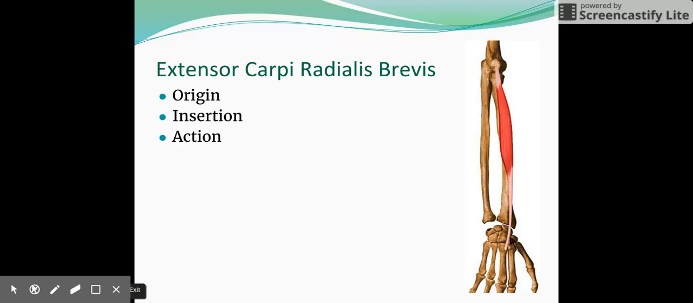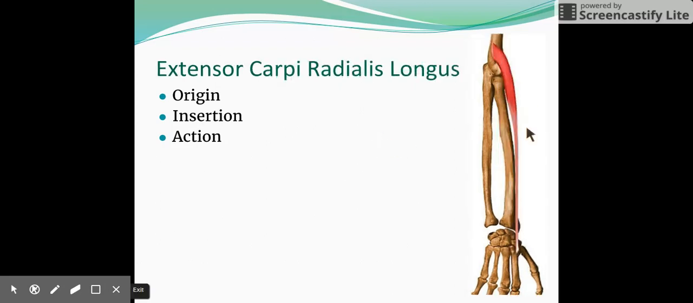And so you can see how it's going to be pulling that wrist back. So this is to extend the hand at the wrist. That's why it's an extensor. Brevis has to do with how short the muscle fibers are. That's how that name comes about. And you'll see this in just a minute when we look at longus, you can see just how much longer those muscles are.